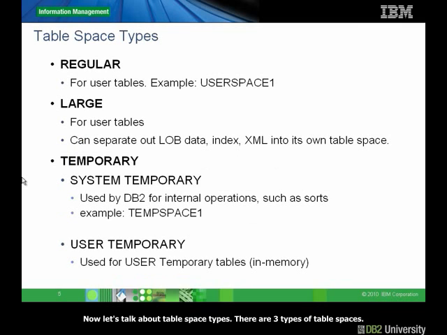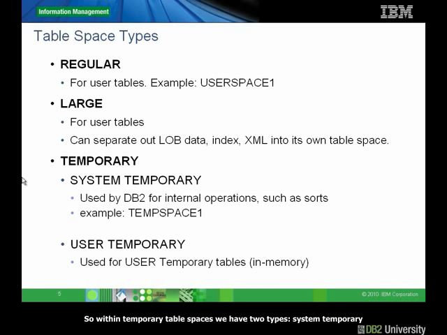Now let's talk about table space types. There are 3 types of table spaces: regular for user tables, and the typical example is user space 1, which is what was created by default when you create a new database. Large is also used for user tables, but also you can store large objects in XML. And temporary is, as the name says, going to be used for temporary tables.